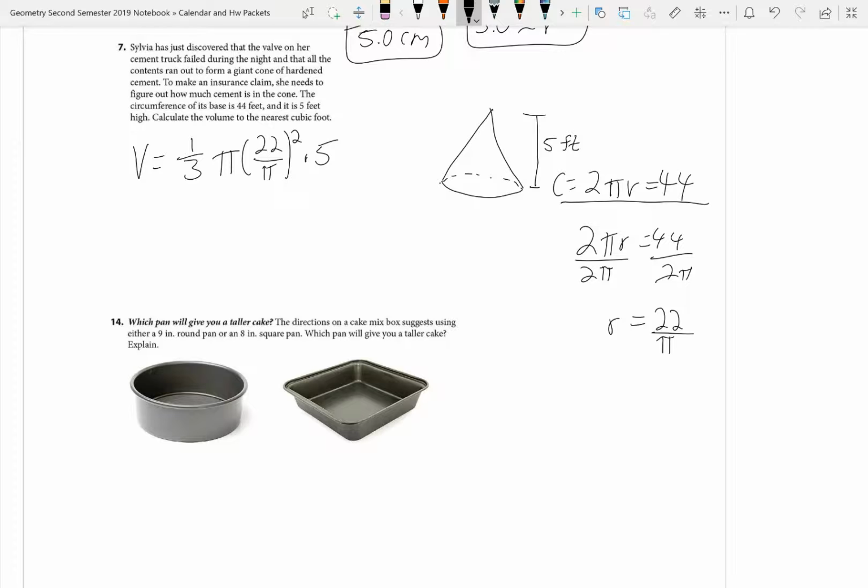And let's see, the volume is equal to, well, we can go ahead and put this in your calculator. When you do, make sure that you square both the 22 and the pi. So this is going to be the same thing as 22 squared over pi squared times 5. And putting it in our calculator, we'll approximate the answer to be about 257 cubic feet. There we go. That's number 7.